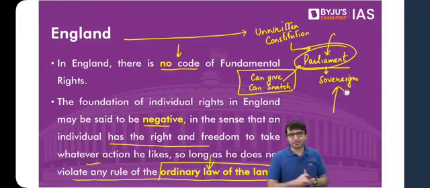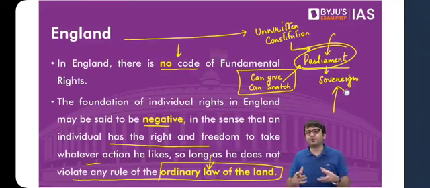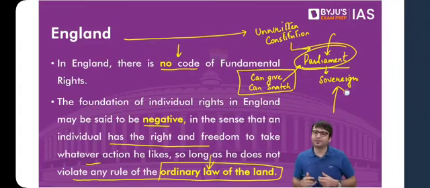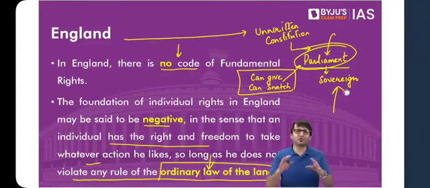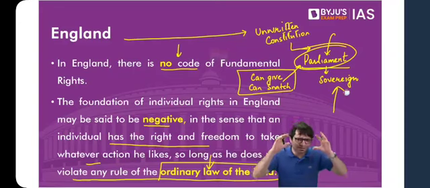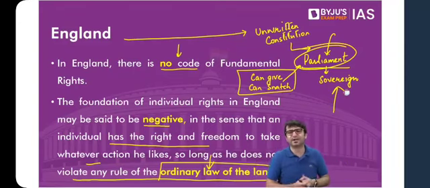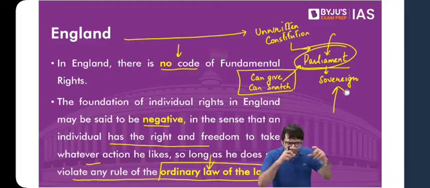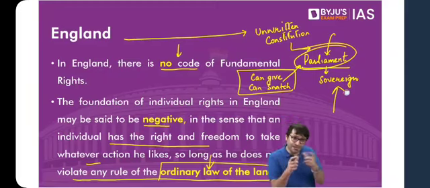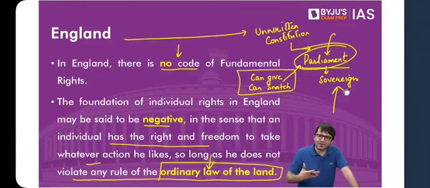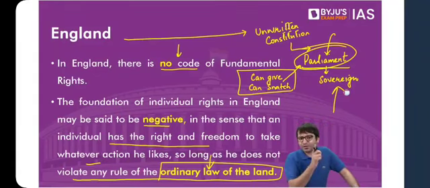So fundamental rights, which are very important for the growth and development of an individual. These fundamental rights, are they present in England? We say in England there is no such thing as fundamental rights because they do not divide rights into fundamental rights, constitutional rights, other statutory rights. So that means we say the foundation of individual liberty in Britain is said to be negative. That means an individual has the liberty, has the freedom to do anything except what the legislature has prohibited.